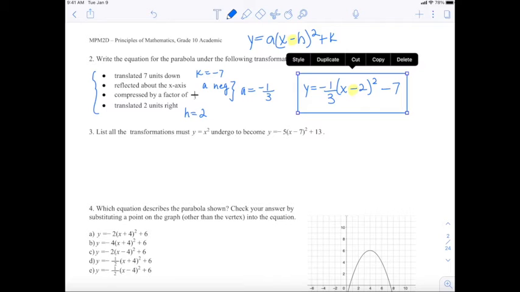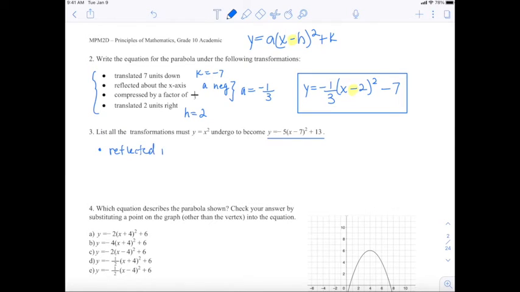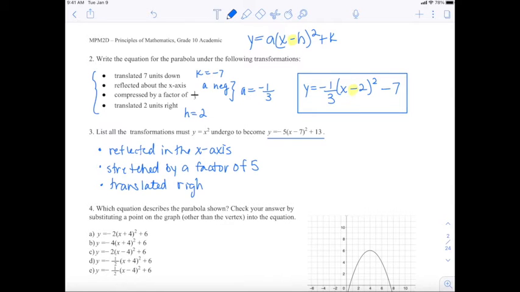All right, opposite question. I'm listing all the transformations of this parabola. I know it's reflected in the x-axis because a is negative. I know that it's stretched by a factor of 5. I know it's translated. Which way is that, left or right? I think it's right, because h is positive 7. 7 units. And lastly, it's translated up 13 units.